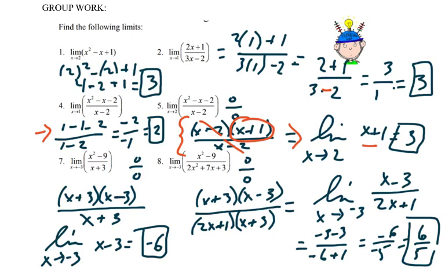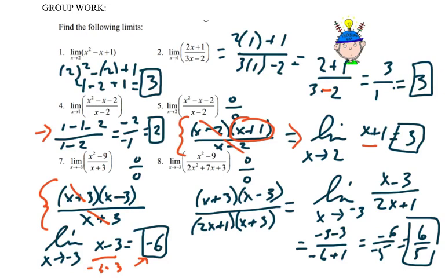Okay, moving on. Question number 7. Again, we get 0 over 0. X squared minus 9 can factor using difference of two perfect squares. We then see that our common factor is x plus 3. And so now we reevaluate our limit as x approaches -3 with our simplified function here. After we plug that in, -3 minus 3 is -6. So that's our answer there.